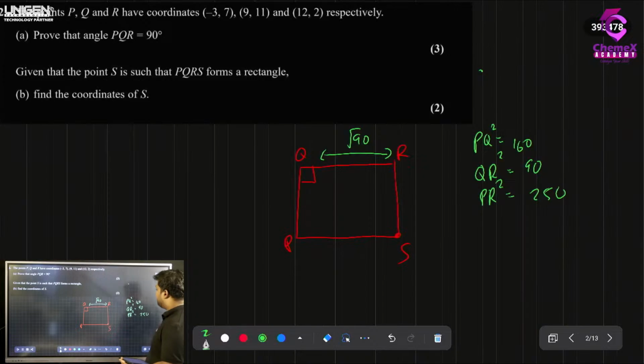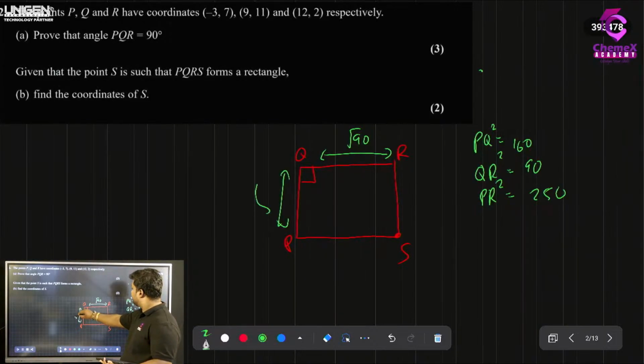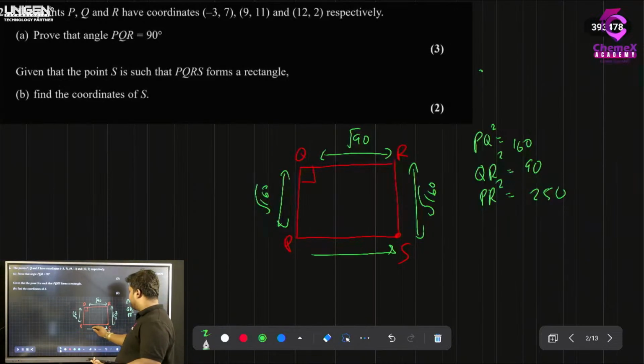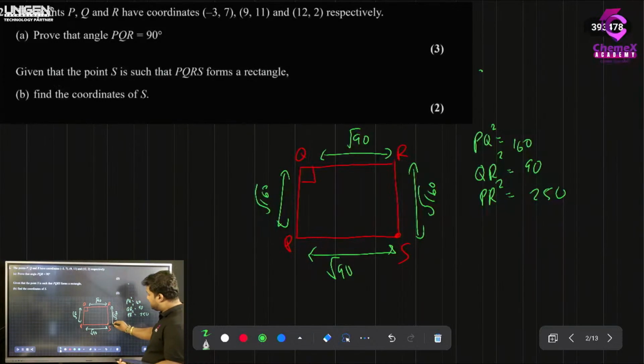So now, since we know, I can write this as what? Root 160. What should this also be? Same value, right? Root 160. This also should be root 90. You understand? So imagine this first, I'll take it as x.